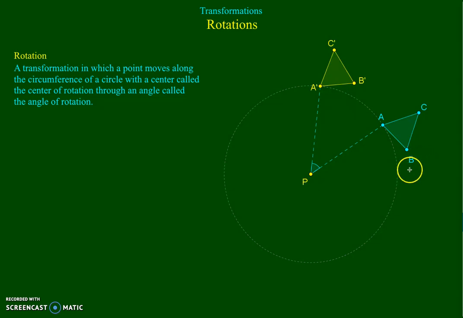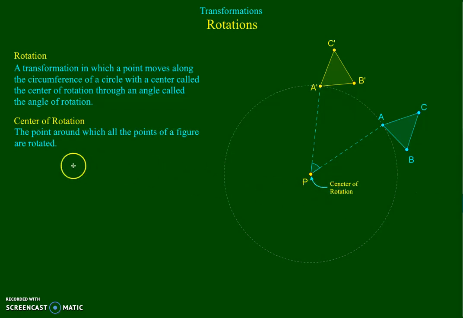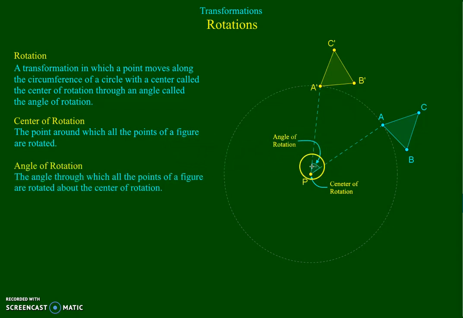So let's take a look at the definition of center of rotation. And so this is the center of rotation, and it's the point around which all points of a figure are rotated, and the angle of rotation. And so this is the angle of rotation, and it's the angle through which all the points of a figure are rotated about the center of rotation.